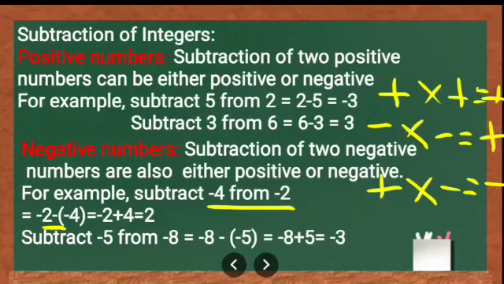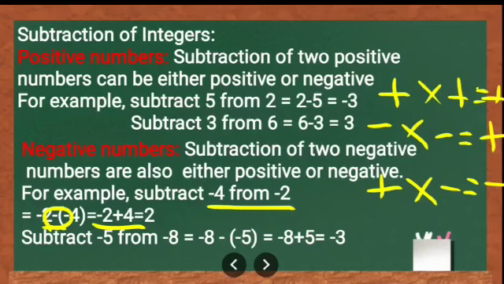So here two minuses are there, so minus into minus will become plus, so minus 2 plus 4 is equal to 2. Here we have to subtract, so 4 minus 2 is 2, and the largest number is 4 and its sign is plus, so the answer is plus 2. Like that, I'm taking another example: minus 5 from minus 8. So minus 8 minus of minus 5, minus into minus becomes plus, so minus 8 plus 5. If you subtract, the answer will be 3, and the largest number is 8 and its sign is minus. So the answer is minus 3.